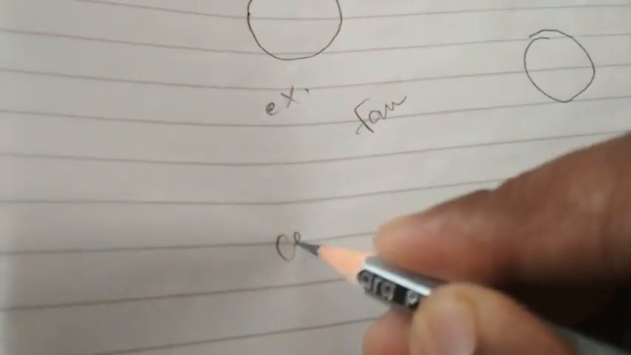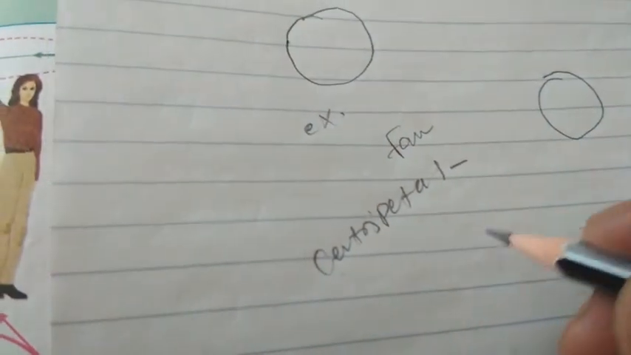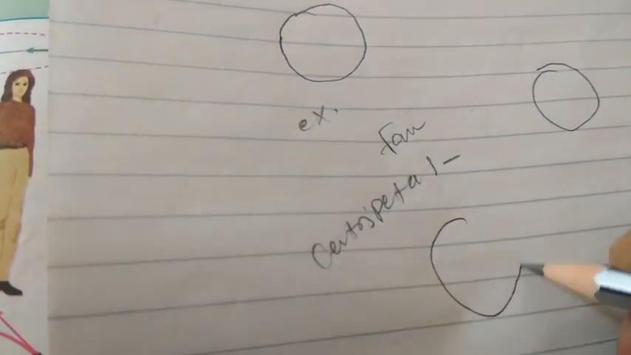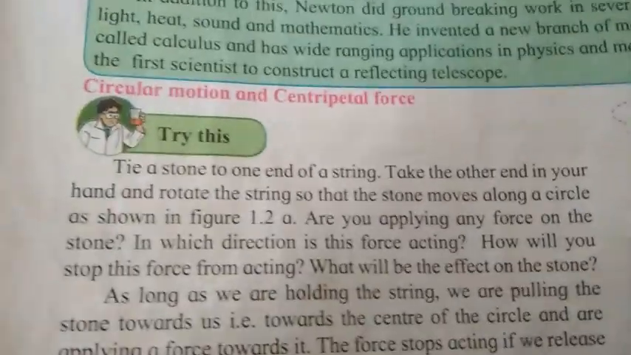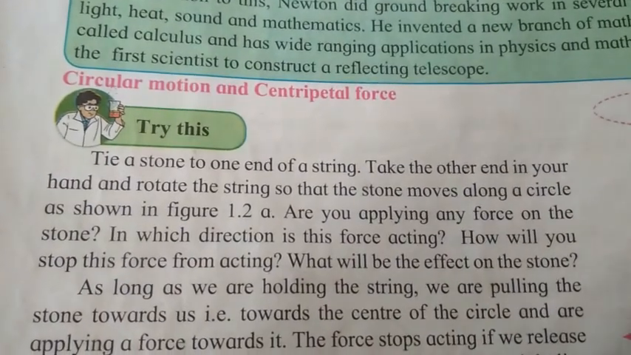What is the meaning of centripetal? Centripetal means moving towards the center. Hope everyone understood circular motion and the meaning of centripetal.